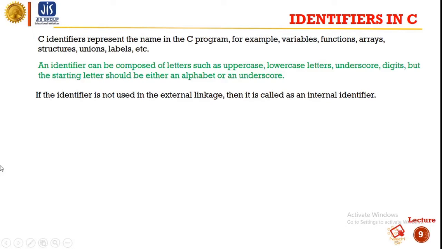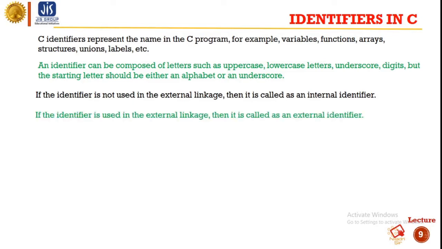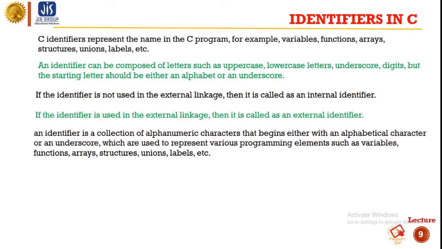If the identifier is not used in the external linkage, then it is called an internal identifier. And if the identifier is used in the external linkage, then it is called an external identifier. An identifier is also a collection of alphanumeric characters that begins either with an alphabetical character or an underscore, which are used to represent various programming elements such as variables, functions, arrays, structures, unions, labels.